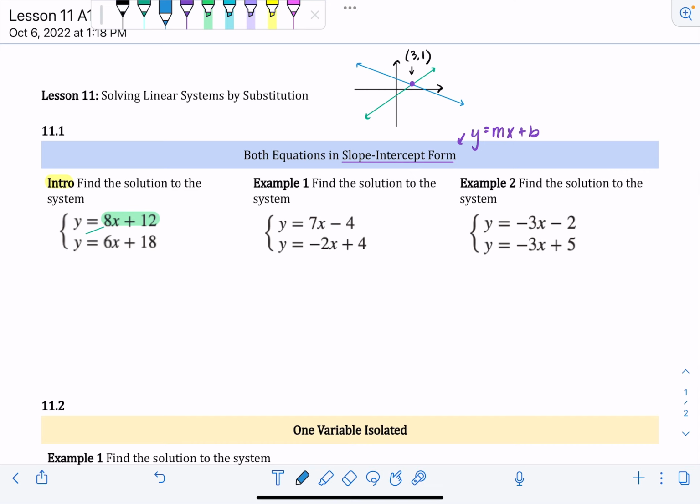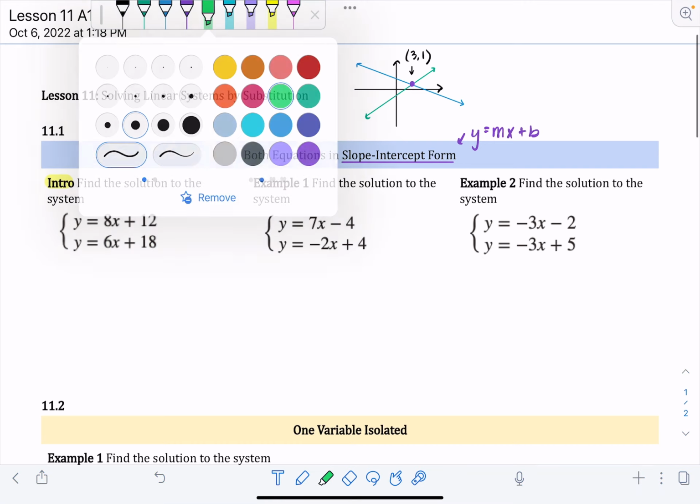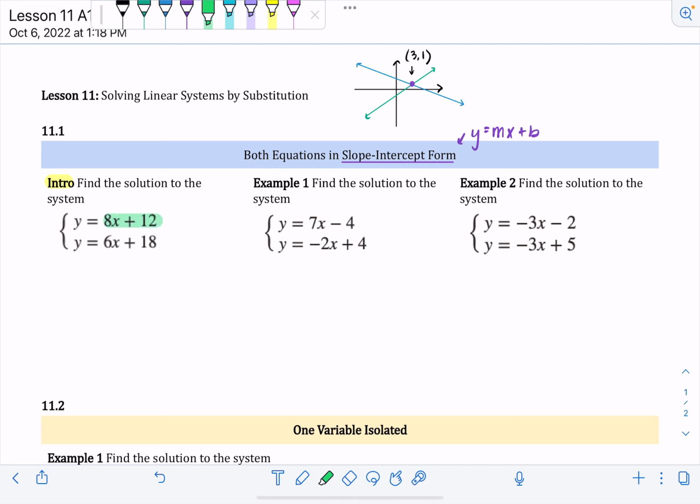Likewise, you could also go the reverse way. You could take the 6x plus 18 and put it into the first equation where y is, and you'll end up getting the same exact answer. I don't really think there's one way that's better than the other. It's totally up to you. So I'm going to take the 8x plus 12, put it into the second equation where the y is. So instead of starting with y, it's going to be 8x plus 12 equals 6x plus 18.